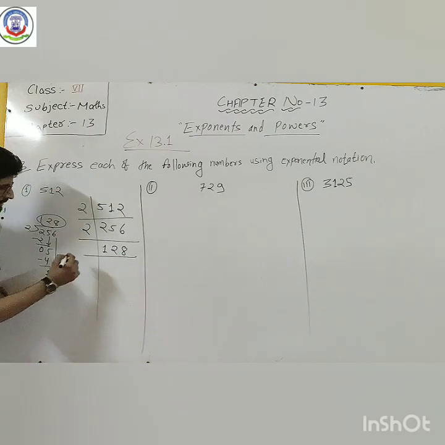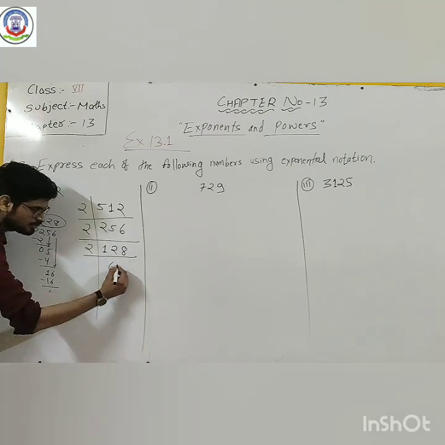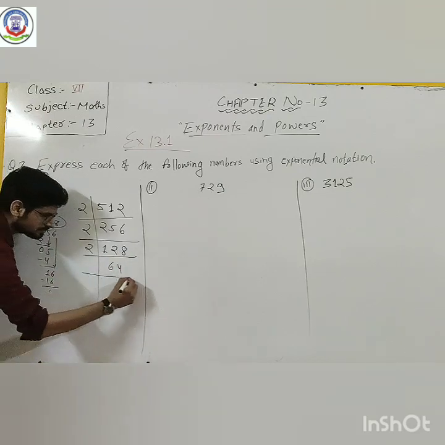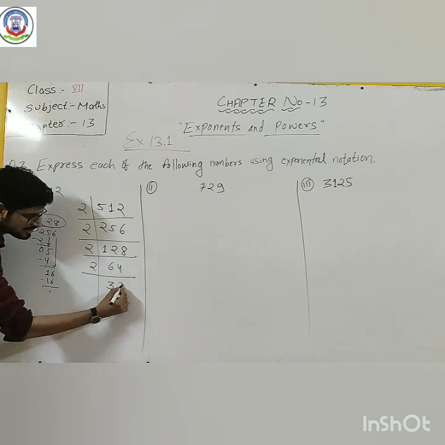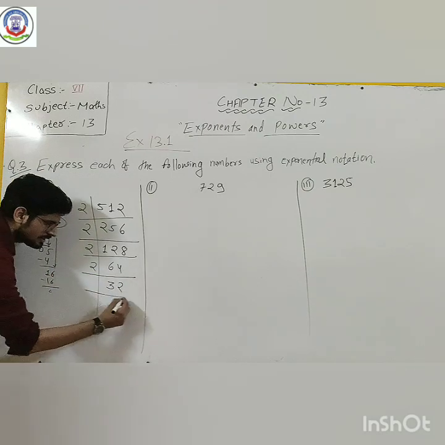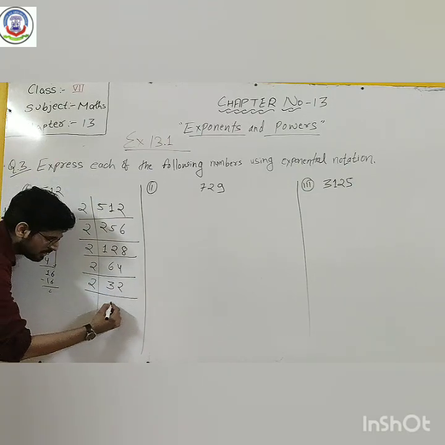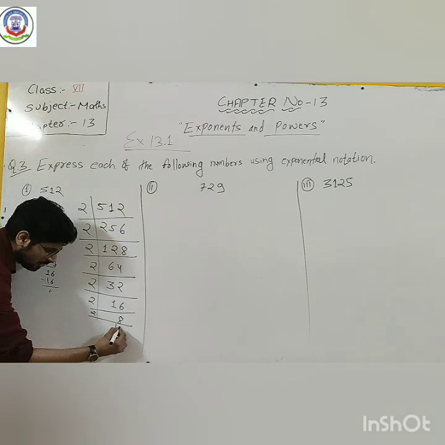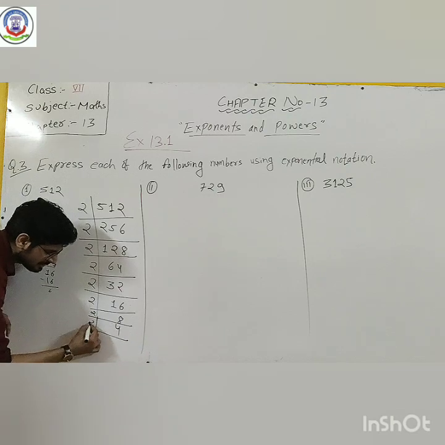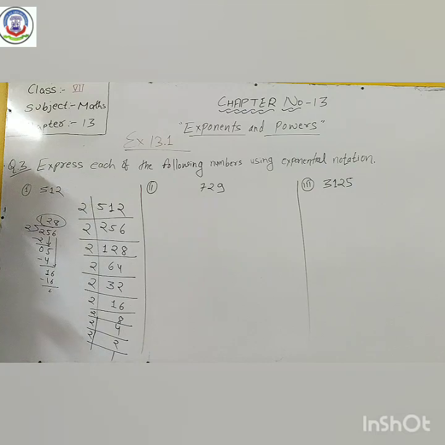Proceed the same way. Again by 2: 2 6s are 12 and 2 4s are 8. Again divisible by 2: 2 3s are 6 and 2 2s are 4. Again there is 2 at the end, divisible by 2: 2 1s are 2, 2 8s are 16, then 2 4s are 8, then 2 2s are 4, then 2 1s are 2.